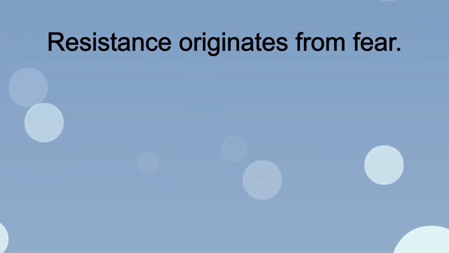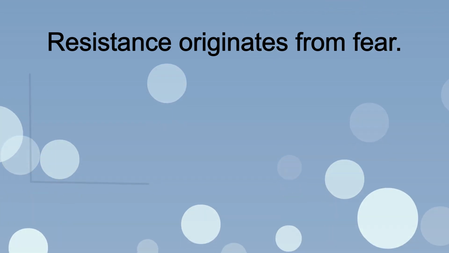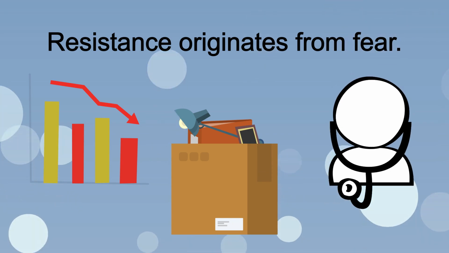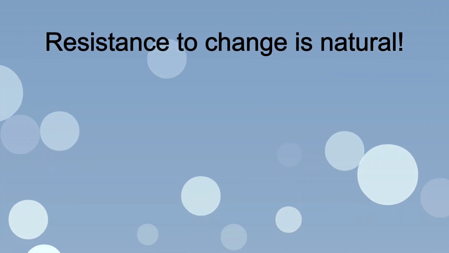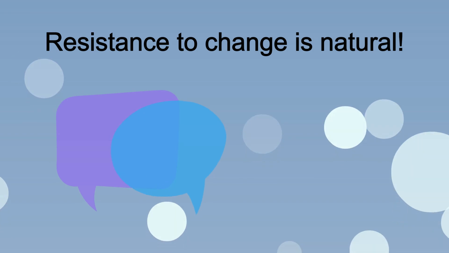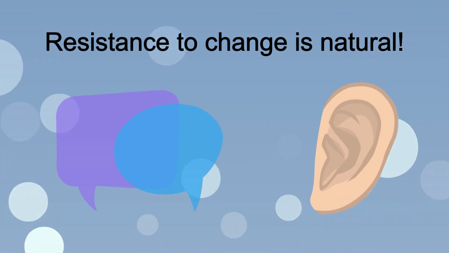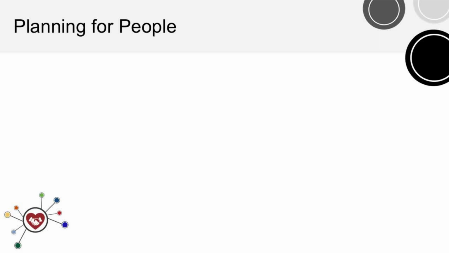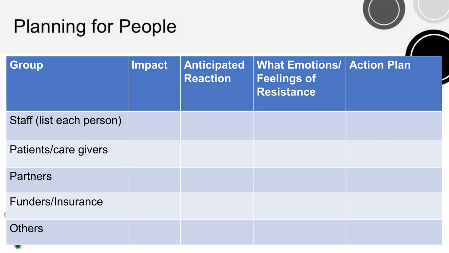Typically, resistance originates from fear. Fear of losing proficiency, fear of losing employment, or fear of not being good in our new role. Resistance to change is natural. The key is to address resistance with open communication and actively listen to those affected. One way we can proactively plan is to identify how our team and stakeholders will be impacted by the changes, their anticipated reactions to the changes, and to have an action plan in place to address issues as they arise.